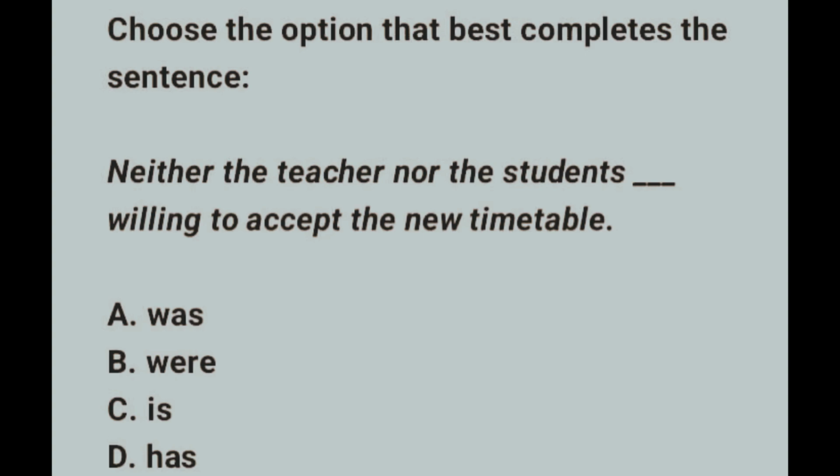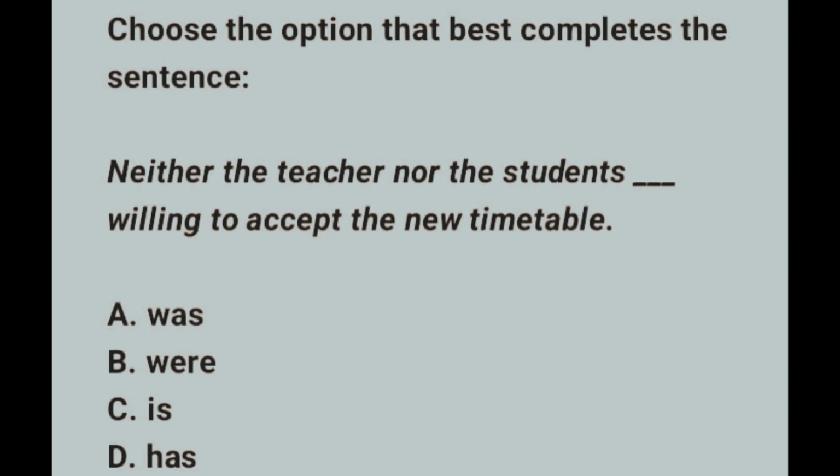Now let's explain. The sentence contains a correlative conjunction, neither nor. The rule here is very simple. When neither nor joins two subjects, the verb agrees with the subject closer to it. That's the basic rule. Here, neither the teacher is singular, nor the students. If you observe, students in the sentence is plural. So the subject closest to the verb is the students, plural. Therefore, the verb must be plural. So we use the word were.